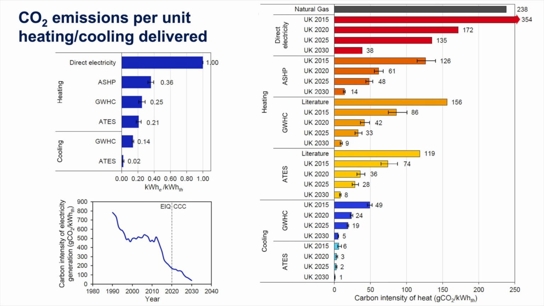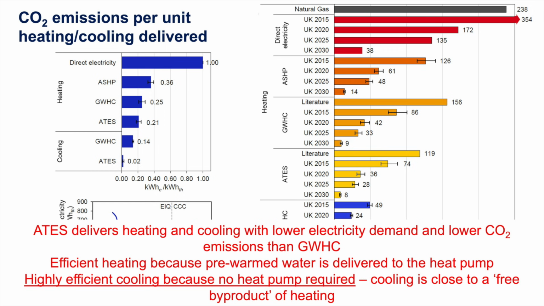I'm not going to talk through this graph in detail. The main take-home message is that this storage technology, aquifer thermal energy storage, delivers heating and cooling with lower electricity demand and also lower CO2 emissions than conventional open-loop geothermal. It's efficient for heating because we deliver warmer water to the heat pump. And it's very efficient for cooling because we can directly cool the buildings without using the heat pump at all.